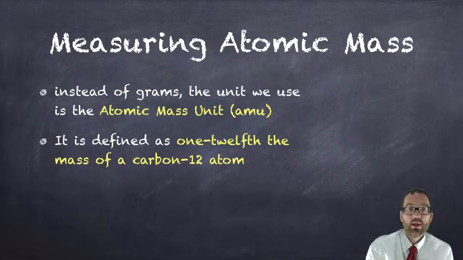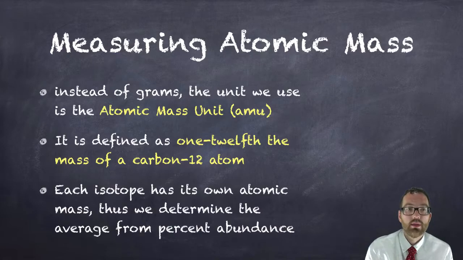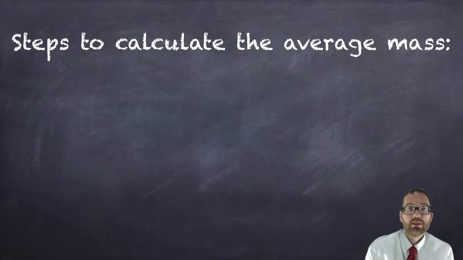So if you divide 12 by 12, you get 1. That's where we get this relative atomic mass unit of 1. And we just compare all the masses to that relative unit to come up with numbers that are a little more easy to work with. Each isotope has its own atomic mass, so we determine the average from the percent abundance. And this is how we do it. There's 3 steps and an unofficial 4th step that I'll talk to you about later.